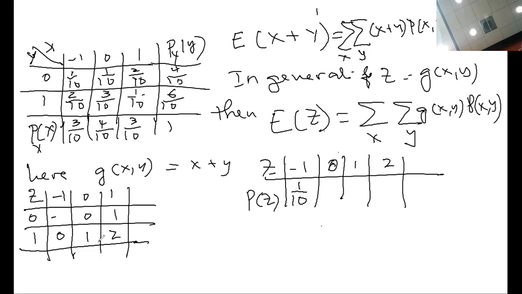Jacob? Right, 3 over 10. Do we see that, Mason? You see why we are getting it? 3 over 10. What about 1? Pardon? 5 over 10. And then 2? 1 over 10. Get this.